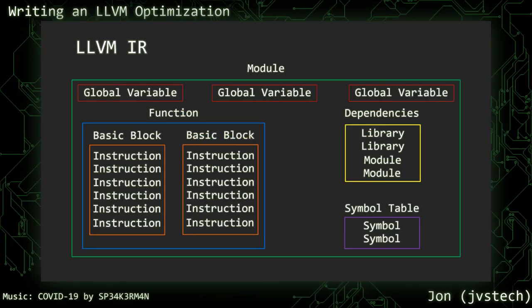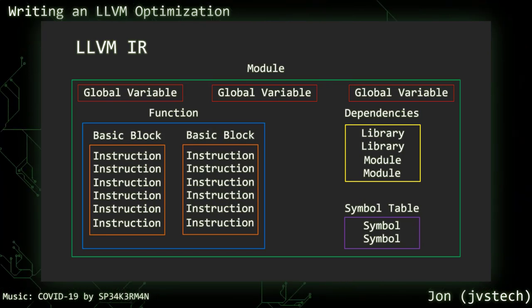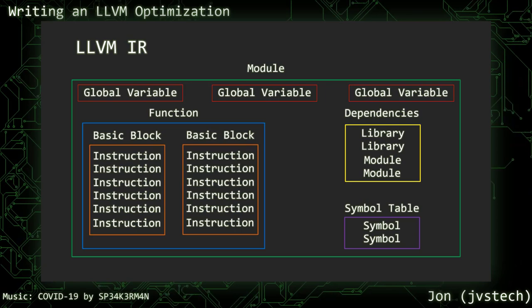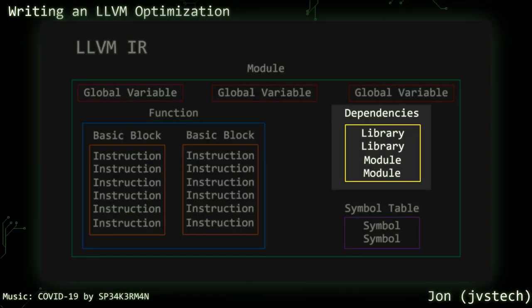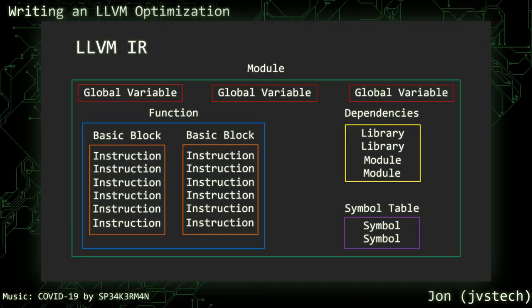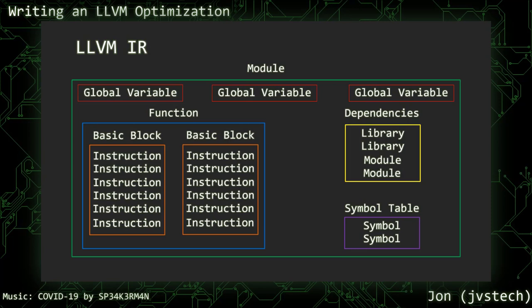Modules are the top-level containers of all other IR objects. They represent a translation unit, so you could think of them as being like a pre-processed C or C++ source file. Each module directly contains a list of global variables, a list of functions, a list of libraries or other modules it depends on, a symbol table, and various data about the module target's characteristics.